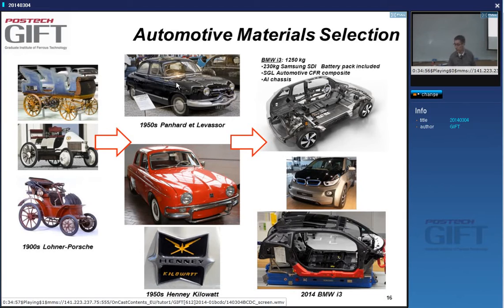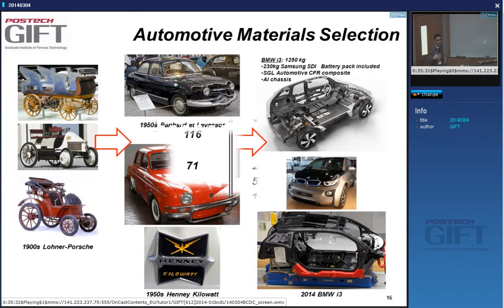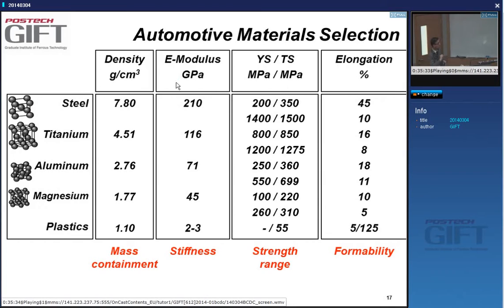This car is very lightweight, despite the very heavy 230 kilograms of battery pack. It's 1,250 kilos in total. So it actually weighs very similar to a small steel vehicle. So there is competition in steel, in the automotive industry, and in other fields too. So that is not new. Again, what is the driving force here?